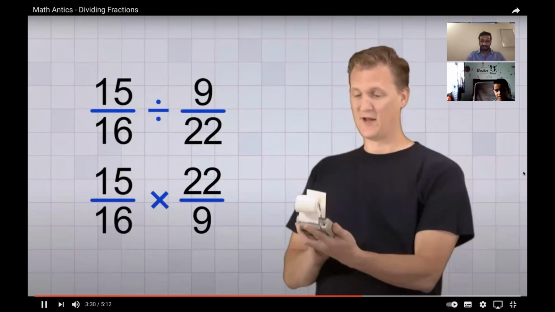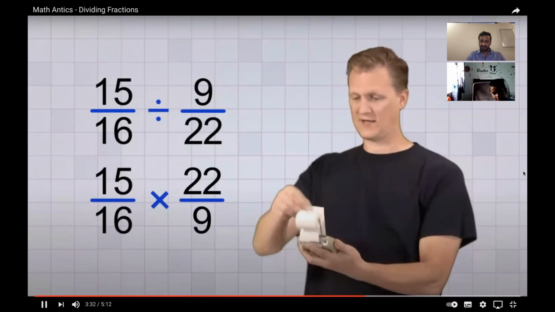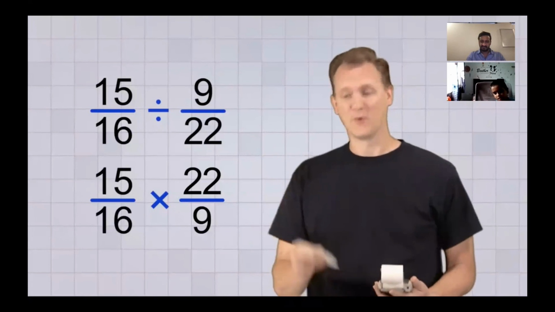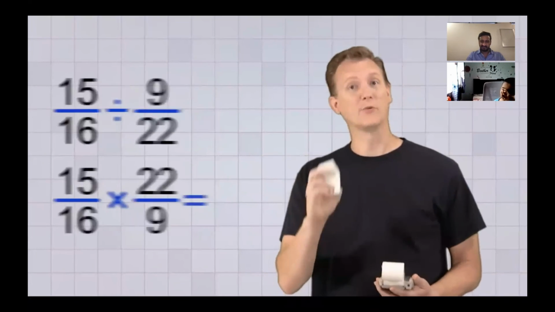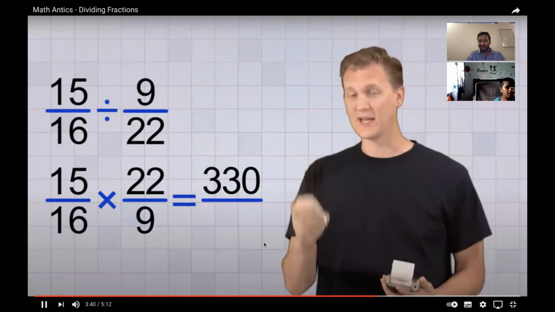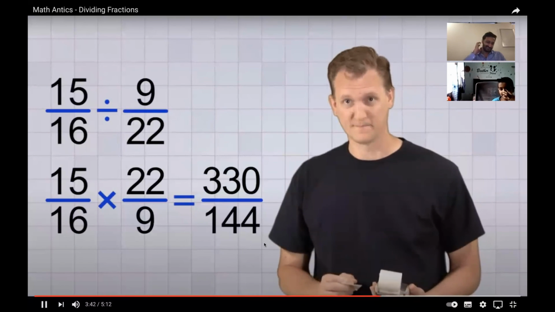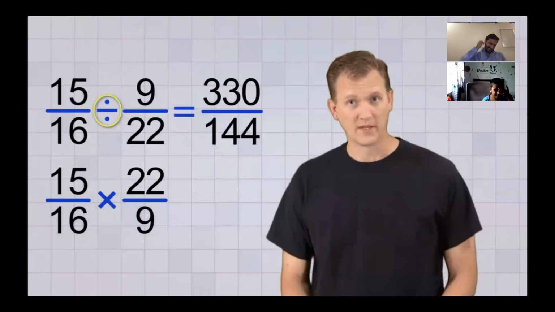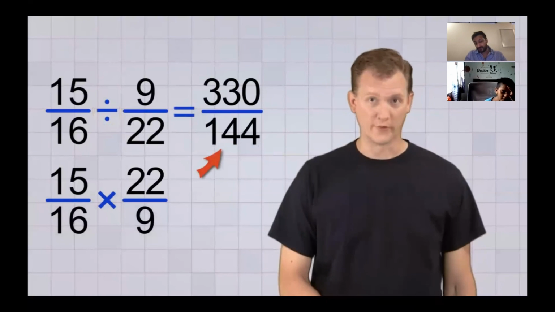Let's see here. On the top, we have 15 times 20 equals 300. On the bottom, we have 16 times 9 equals 144. So the answer to our division problem is 300 over 144.